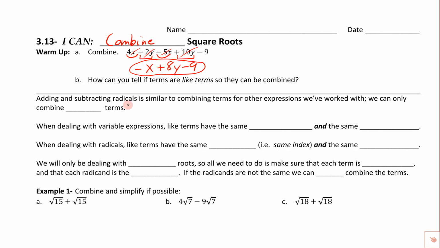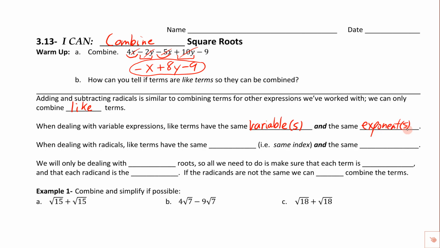So adding and subtracting radicals, or in other words combining radicals, is very similar to combining terms for other expressions that we've worked with already this year and last year. We can only combine like terms. They have to be like terms. Now when we're dealing with variable expressions, we already know what it means for them to be like terms. If they're like terms, they have to have the same variable. So I'm going to write the word variable here. And I'm also going to put an S on the end of that, because if they have more than one variable, we have to check and make sure that they have all the same variables, and they've got to have the same exponent, or the same exponents if there are more than one of them.